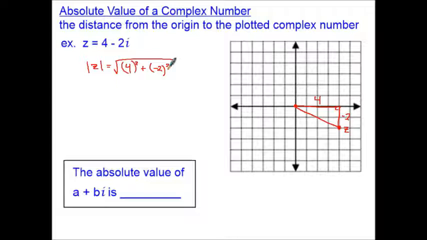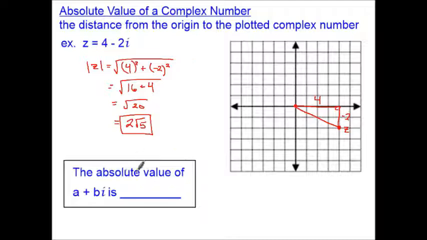I end up with the square root of 4 squared plus -2 squared. Again, the negative is really irrelevant because as you square both sides here, you get a nice positive anyway. So root 20, and of course root 20 simplifies to 2 root 5. So there's your absolute value.